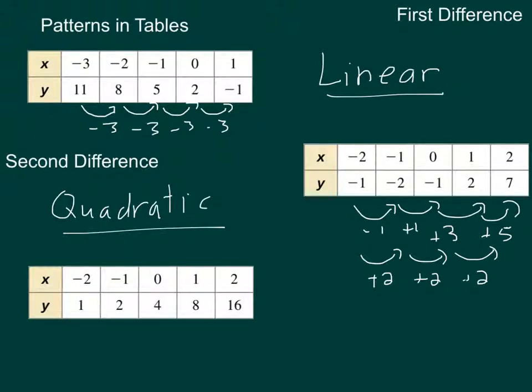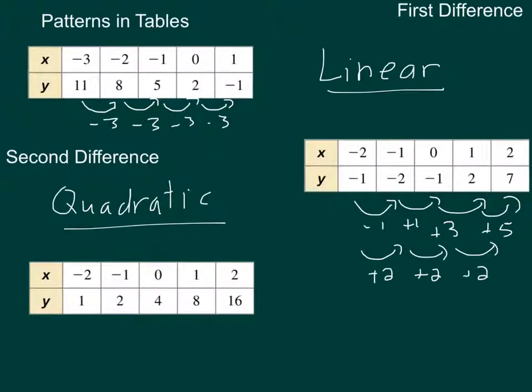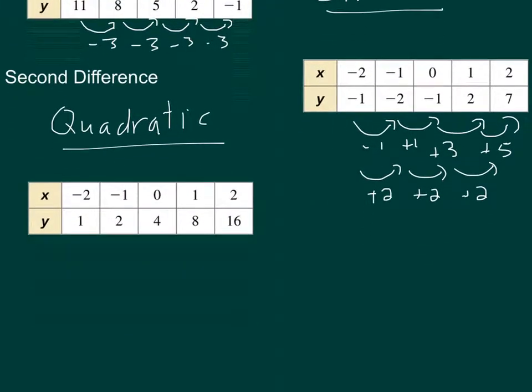So first differences being the same makes it linear. Second differences being the same makes it quadratic. Let's take a look and see what would happen with this next example. I have a hunch that we know where we're going, but we should just make sure that we can see.